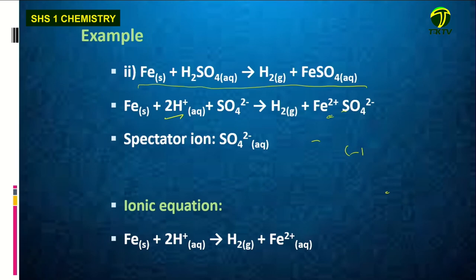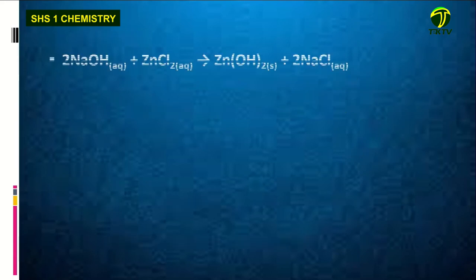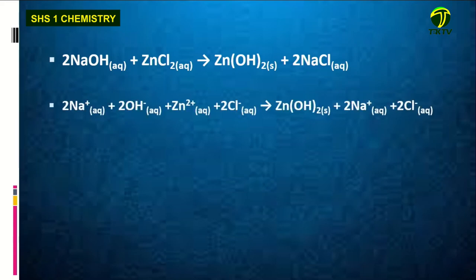Let's look at the third example that we have. It is sodium hydroxide plus zinc chloride forming zinc hydroxide solid and sodium chloride. This time you see that there is a 2 in front of sodium hydroxide, unlike H2SO4. And the 2 is affecting both Na plus and OH minus. So we have 2Na plus and 2OH minus.